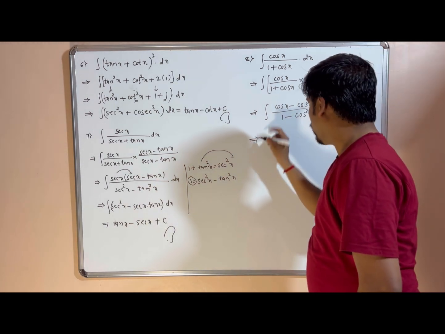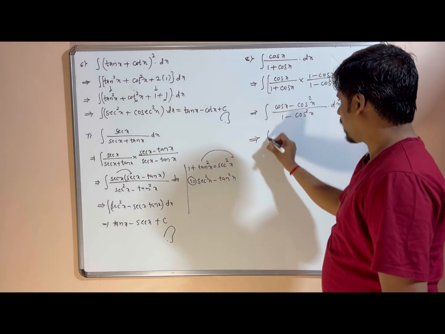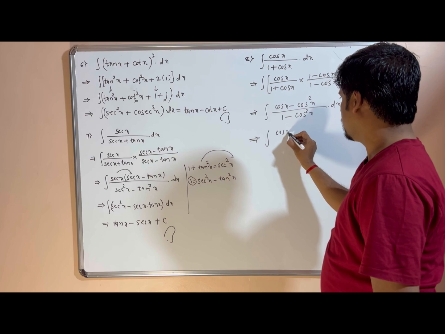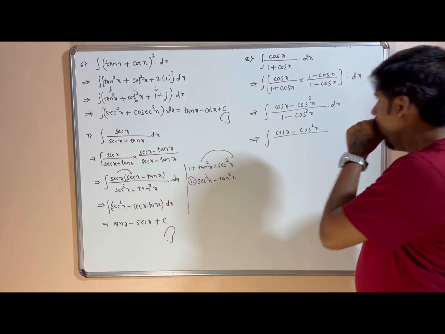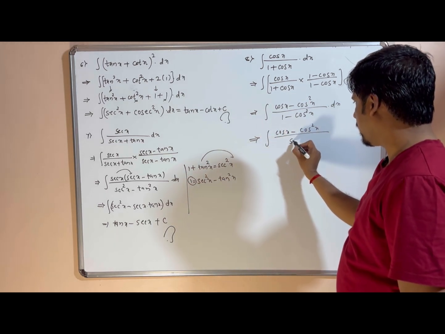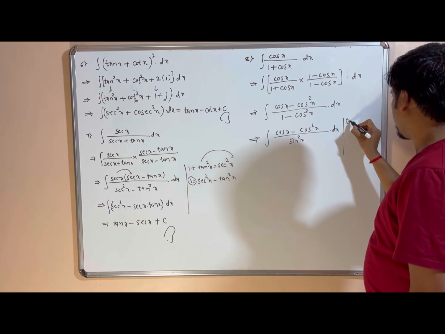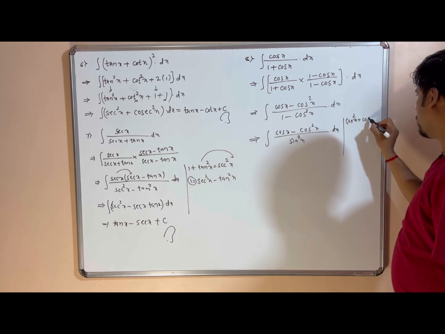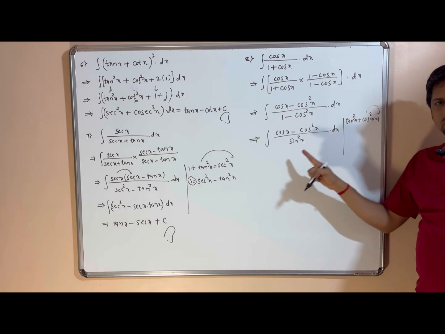In place of a we have 1 and in place of b we have cos x. So cos x numerator I will keep as it is, cos x minus cos square x divided by 1 minus cos square x. This is again a trigonometry identity, so sin square x, because we know that sin square x plus cos square x is equal to 1. Take this to this side, 1 minus cos square x is equal to sin square x.